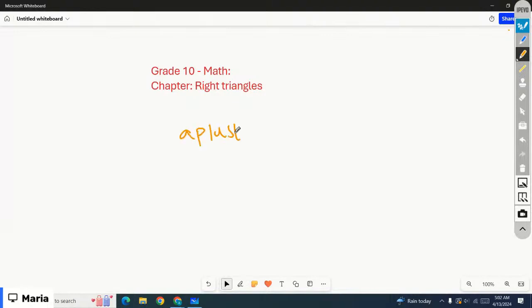You can find all the lessons on aplusstudents.com. You have to log in there using your email address and password as provided by the administrator. Then you have to select math from the subject tab. Scroll down to grade 10 and then click on view all lessons. There you can find a list of the chapters. We're going to start with the chapter right angles.